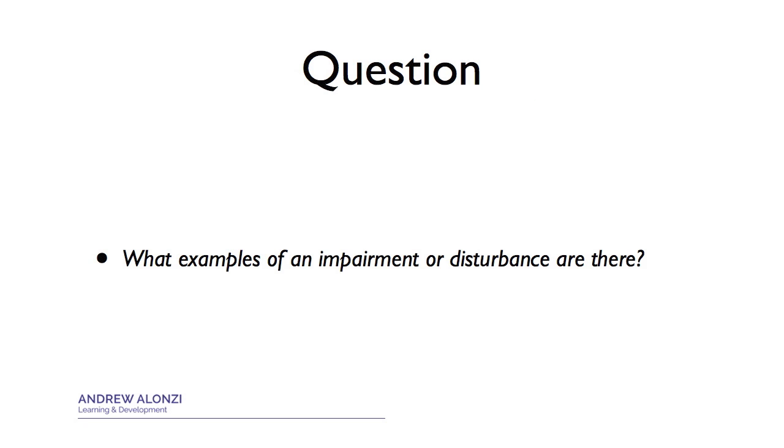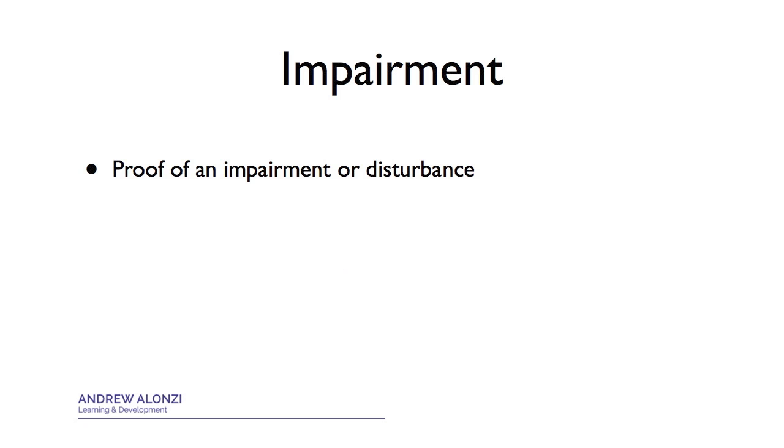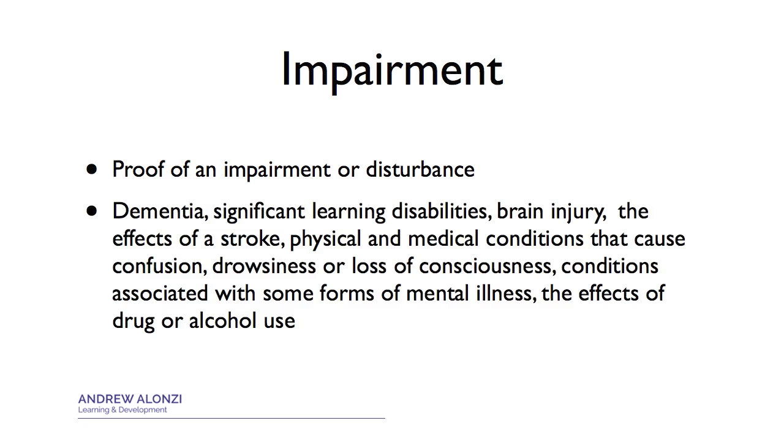What examples of an impairment or disturbance are there? To satisfy the first stage of the two-stage test, there must be proof that a person has an impairment or disturbance in the way their mind or brain works, and there are many examples of this. Examples include dementia, significant learning disabilities, brain injury, concussion following a head injury, the effects of a stroke, brain tumour, physical and medical conditions that cause confusion, drowsiness or loss of consciousness, neurological disorder, conditions associated with some forms of mental illness, delirium, and the effects of drug or alcohol use.